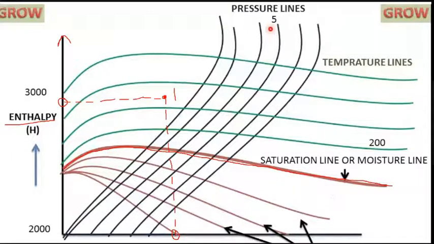So if you are picking a point on this line, the value of x will be equal to 1. I already told you that if you are picking a point on dry saturated line, the dryness fraction will be 1. Okay, so right now I have picked a point above the dry saturated line. So what is the condition of that steam, whether it is a wet steam or dry steam or superheated steam? Anyone?